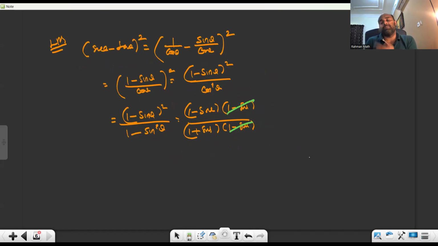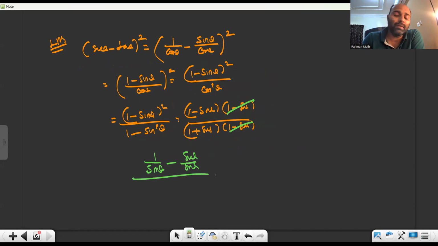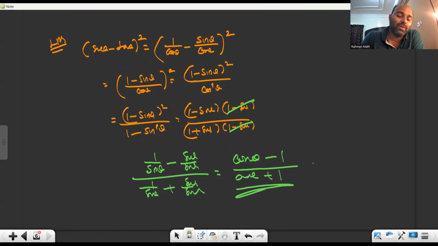Why are we dividing by sine? Because I don't want sine. I want to get to cosec. So divide both the numerator and denominator by sine theta. So 1 divided by sine theta in the numerator, and in the denominator 1 divided by sine theta. What is 1 by sine theta? Cosec theta minus 1 by cosec theta plus 1, RHS.